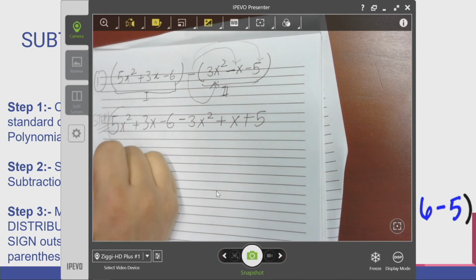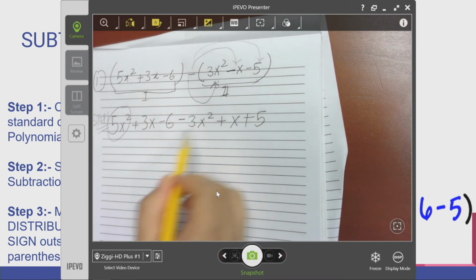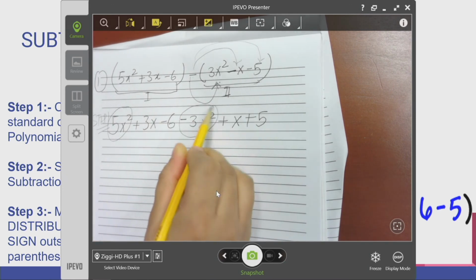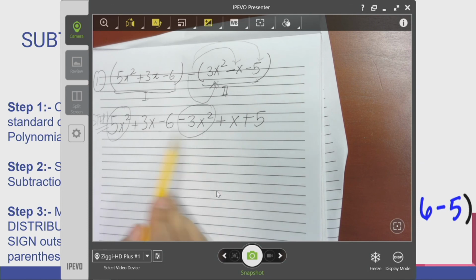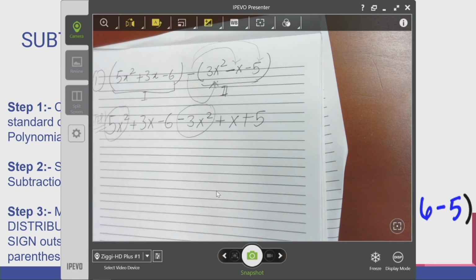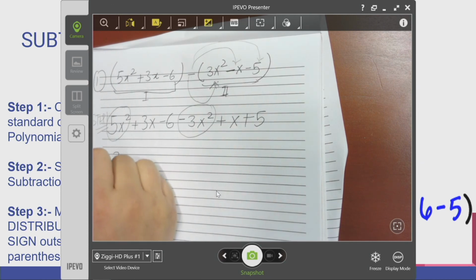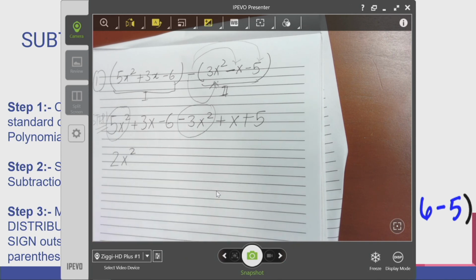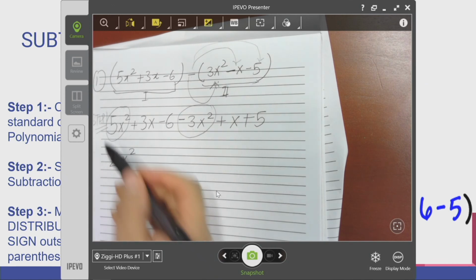So 5x squared minus 3x squared, since both of them are like terms. So 5 minus 3 is 2x squared. Remember, we will only do arithmetic operations to our coefficients. We will not do anything to our variables.